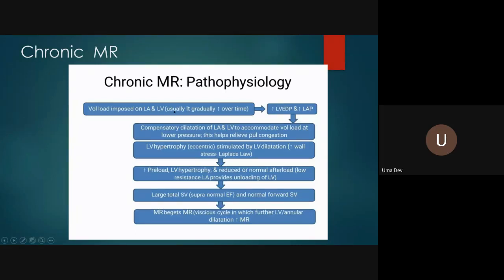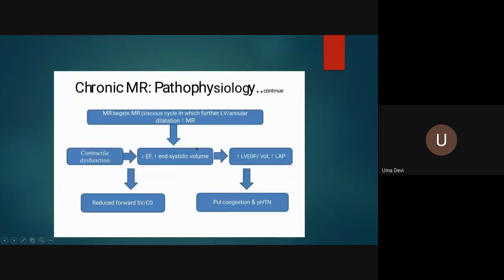is going to upset all these findings. But this is a vicious cycle which keeps going on. Finally, once the MR starts, this vicious cycle goes on. So we typically say MR begets MR. The MR is worsening, in which there is further LV and annular dilatation, increased mitral regurgitation. Again, this whole thing goes on. It becomes a very big vicious cycle.